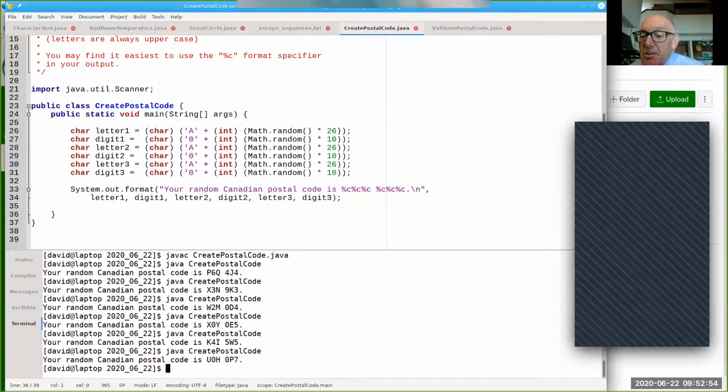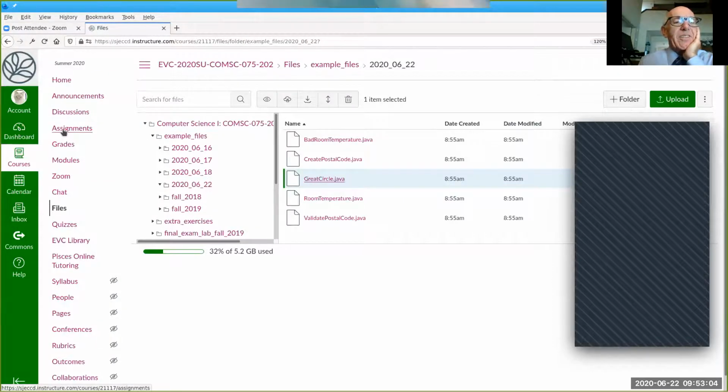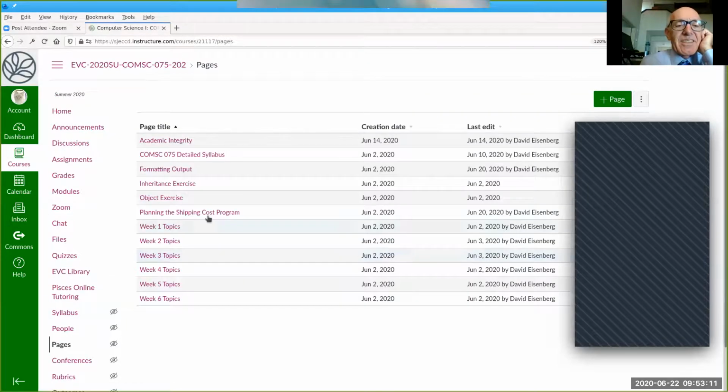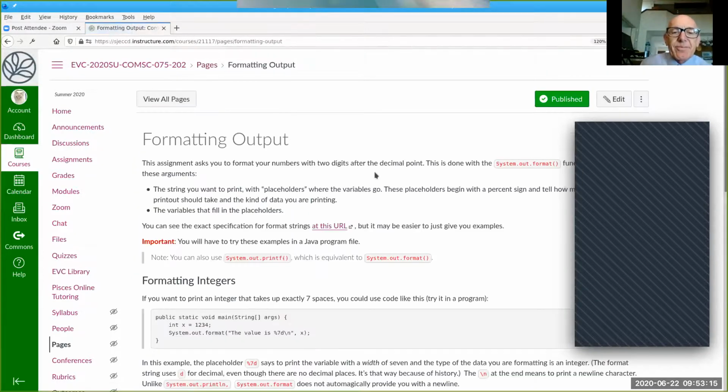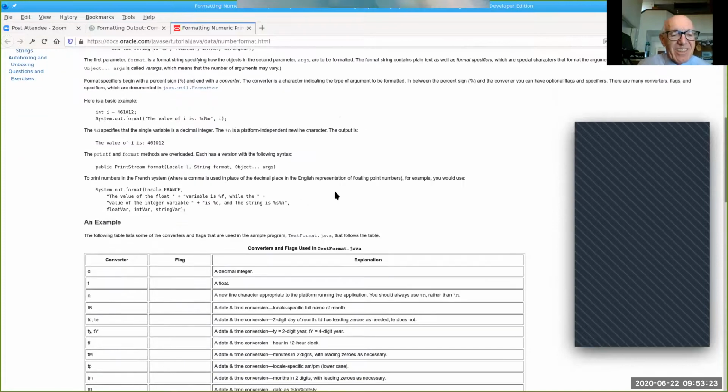How many different substitution symbols are there, like %C, %F, and so on? I don't remember, but I have it here someplace. Let's go back to our pages here. Formatting output. You can see the exact specification for format strings at this URL.